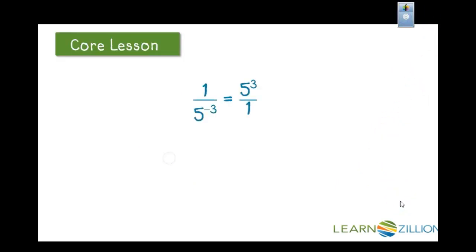So when we see 5 to the negative third in the denominator, it results in 5 to the positive third in the numerator. And when we see 5 to the negative third in the numerator, it results in 5 to the positive third in the denominator, with a 1 in the numerator.